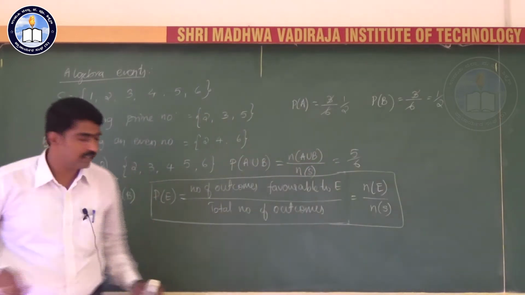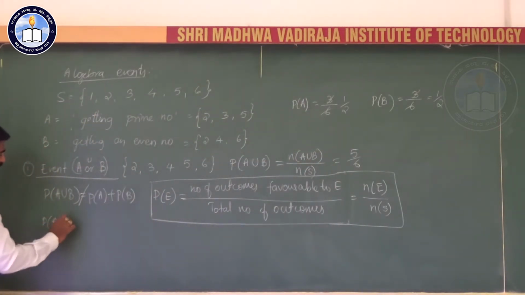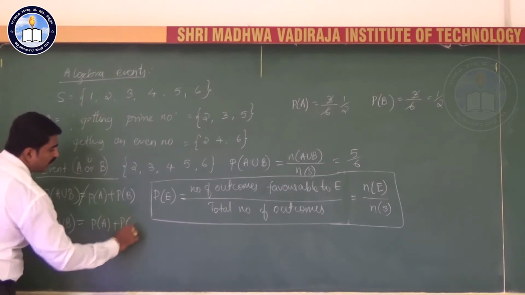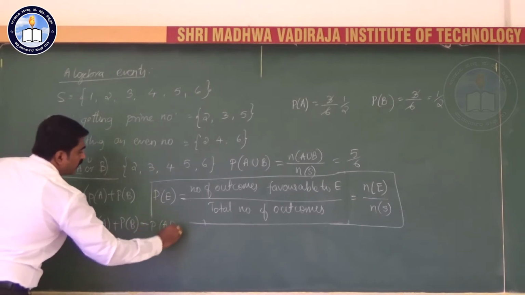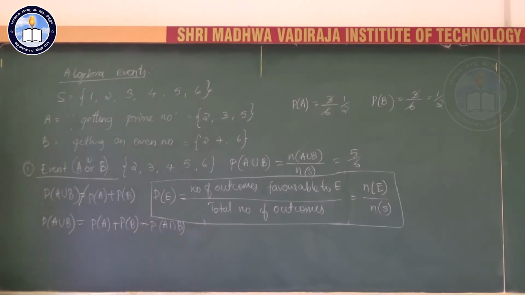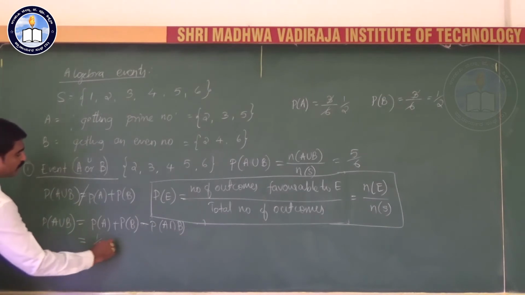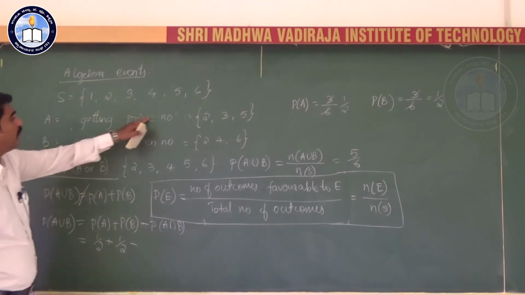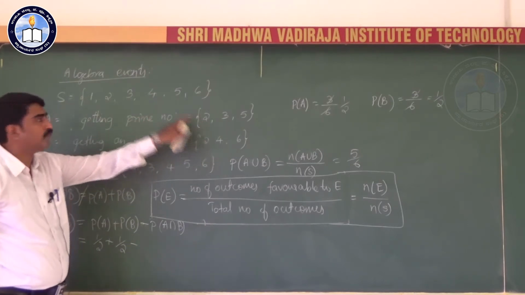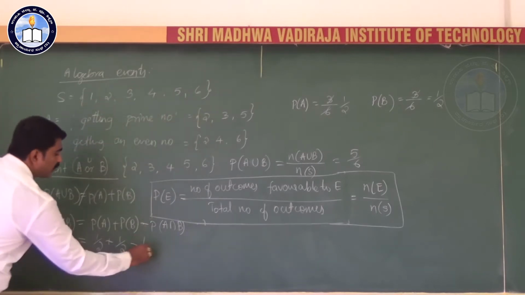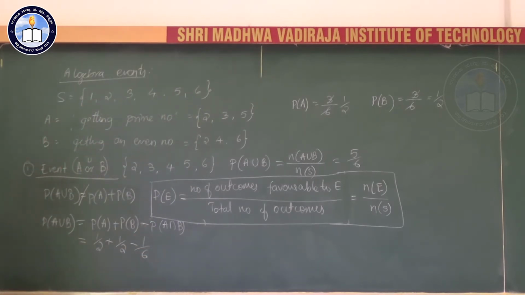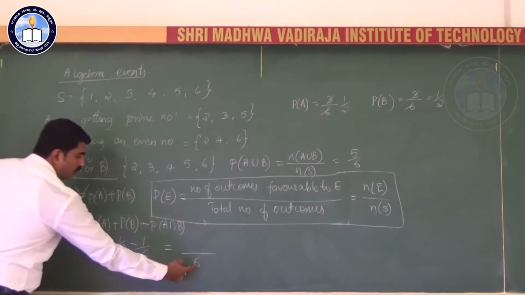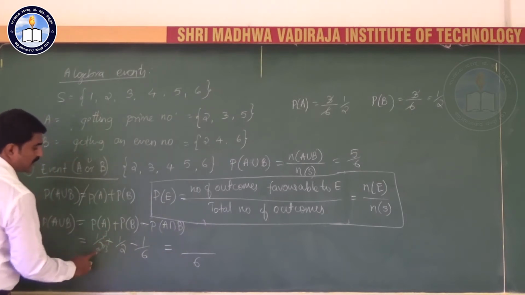So P of A union B should be equal to P of A plus P of B minus P of A intersection B. Check whether these two are equal or not. How? P of A, that is 1 by 2, plus P of B, that is 1 by 2, minus the common outcome, that is 1 out of these 6. So the probability of getting 2 is 1 by 6. Therefore, simplify this. 6 is the LCM, so 3 times we have to multiply to make the LCM same.